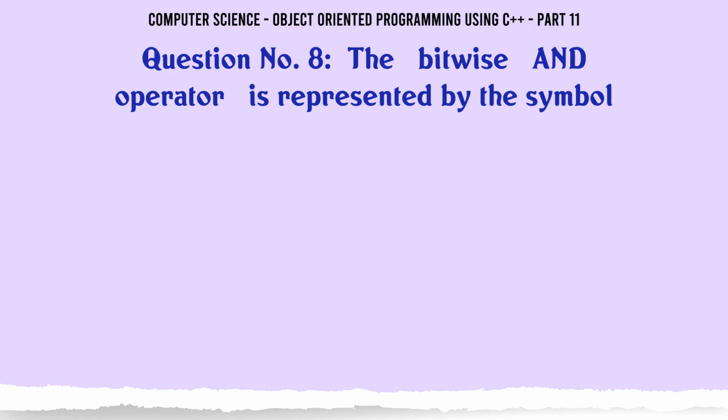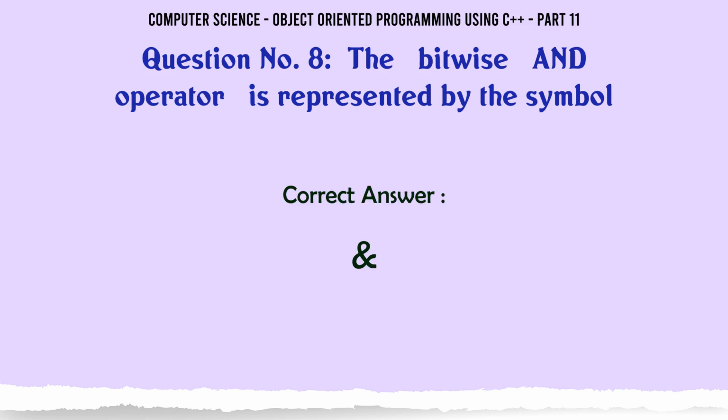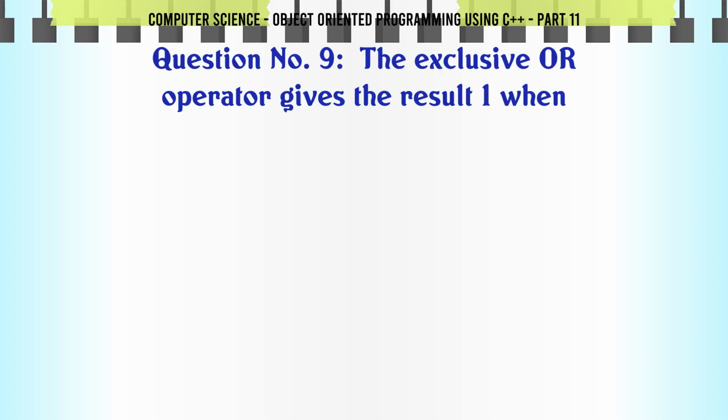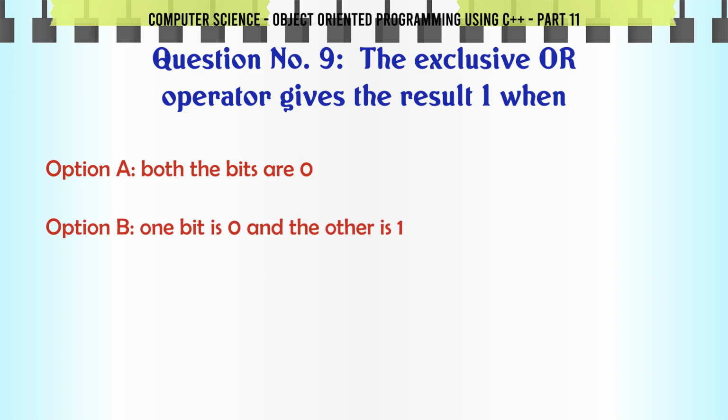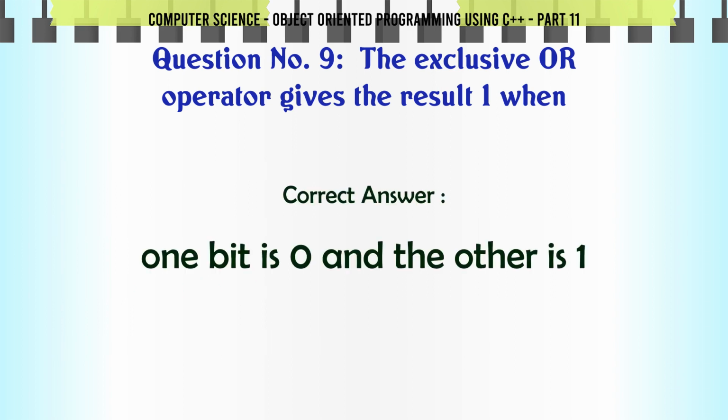The bitwise AND operator is represented by the symbol a), b), c), d). The exclusive OR operator gives the result 1 when a) both the bits are 0, b) one bit is 0 and the other is 1, c) both the bits are 1, d) no hard and fast rule. The correct answer is one bit is 0 and the other is 1.